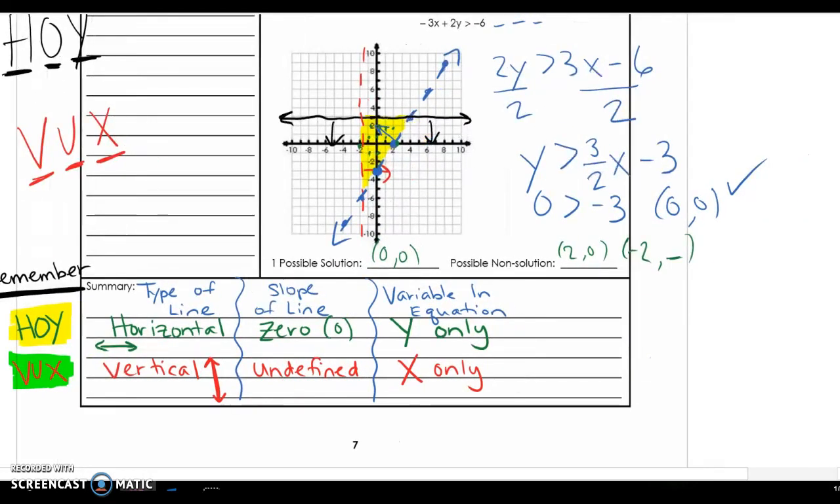So in summary, here are some notes that will help you remember horizontal, vertical, 0, undefined, y only, x only, and some acronyms that you can use for that. And then solving systems of inequalities is done graphically by determining where the shaded regions overlap. Now complete the practice problems in your homework section.